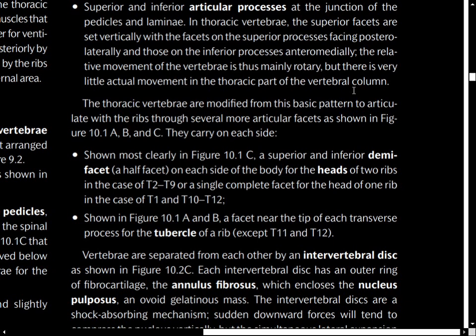Shown in the figure, a facet near the tip of each transverse process for the tubercle of the rib, except 12 and 11.